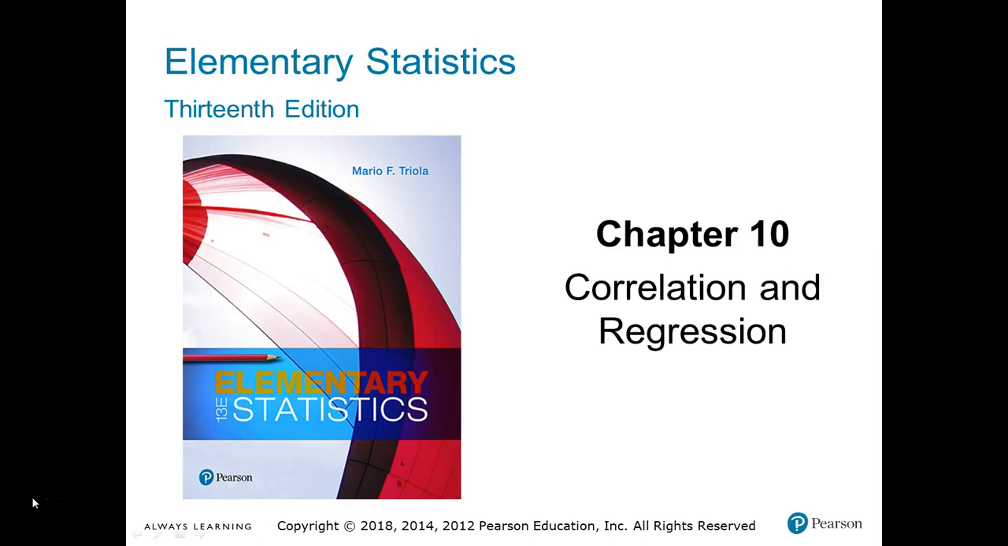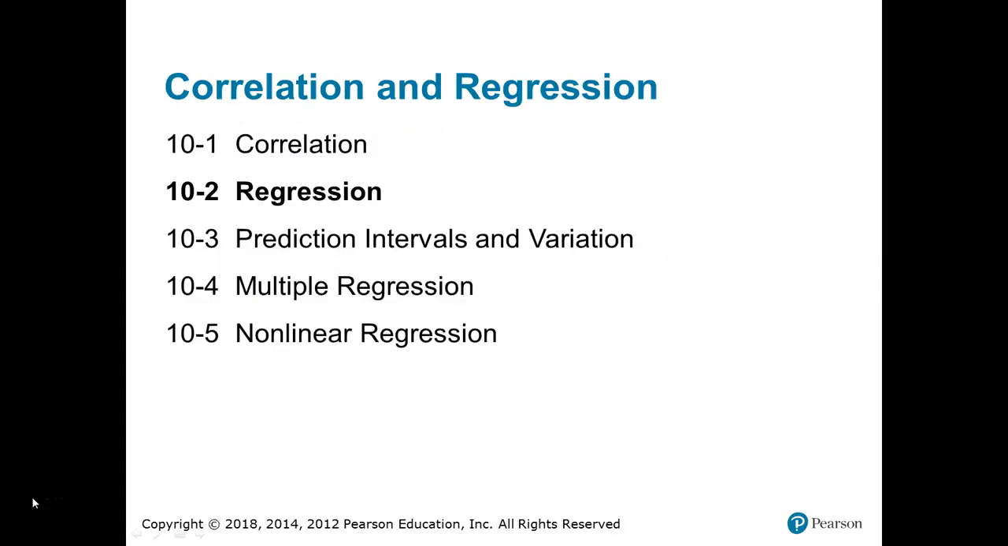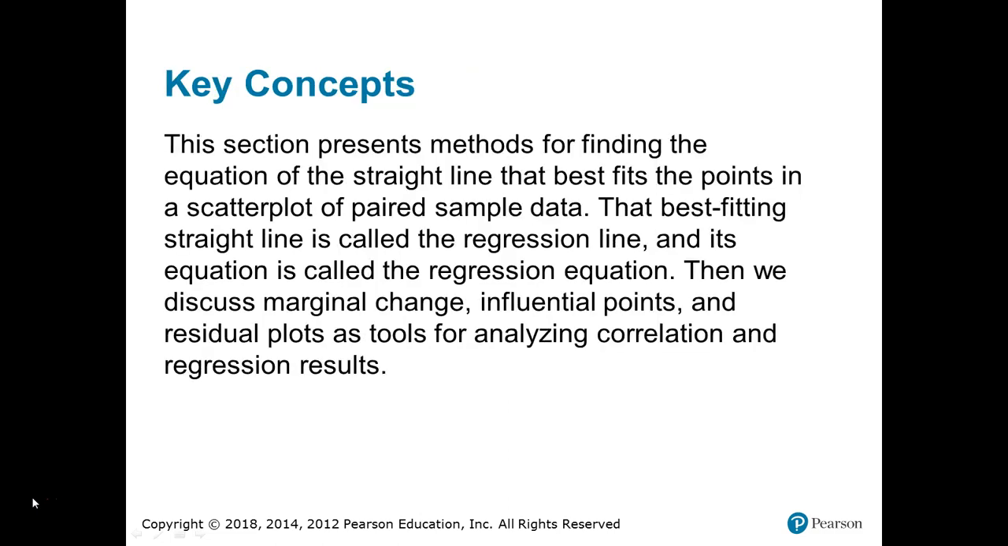Hello students, welcome back. In this video we're going to go through chapter 10, section 2, regression. The key concept here is that we are presenting methods for finding the equation of the straight line that best fits the points in a scatter plot of paired sample data. That best fitting straight line is called the regression line, and the equation of it is the regression equation. We will discuss marginal change, influential points, and residual plots for analyzing correlation and regression results.